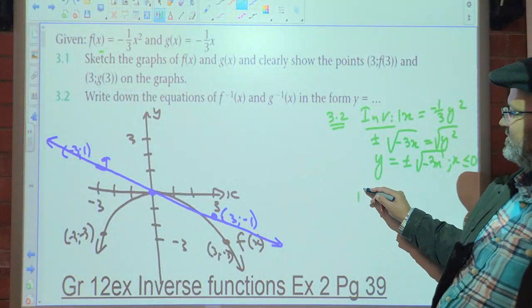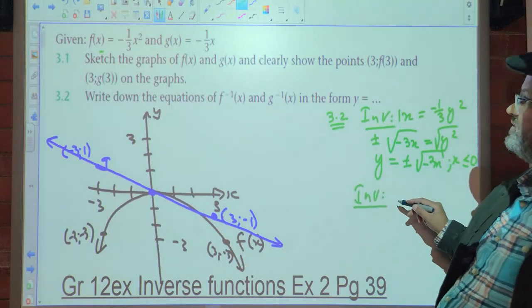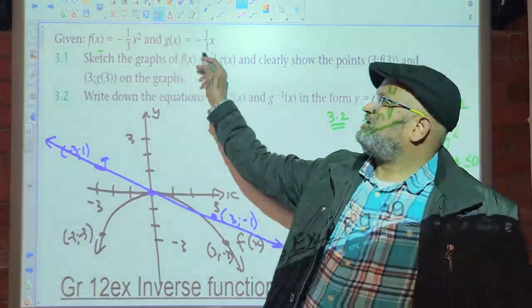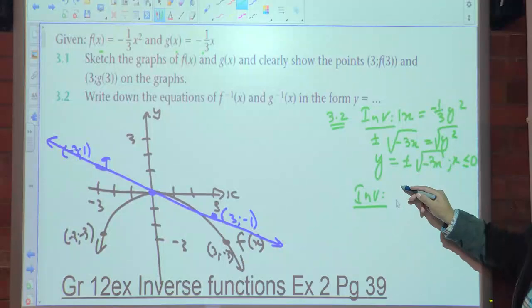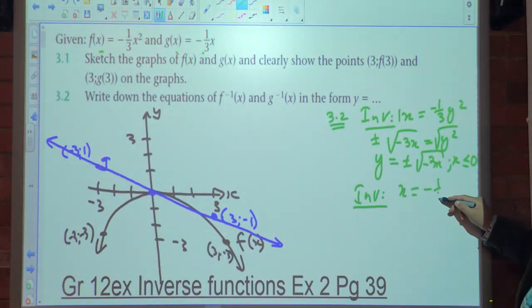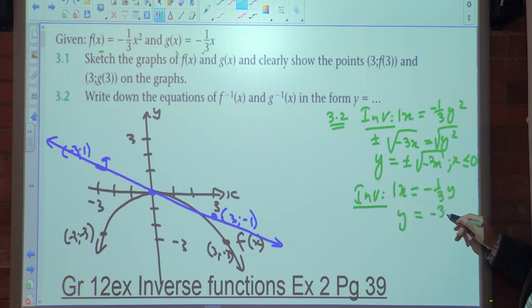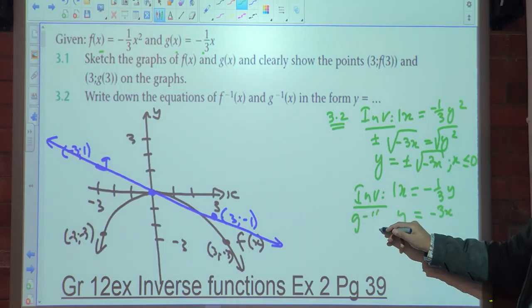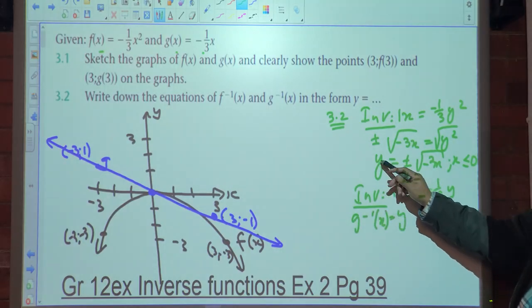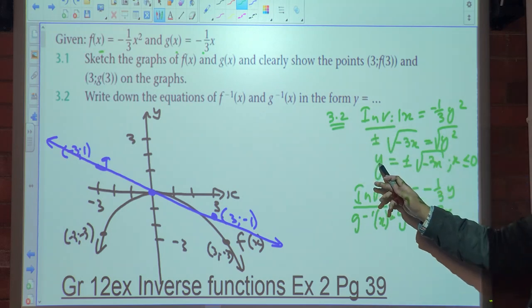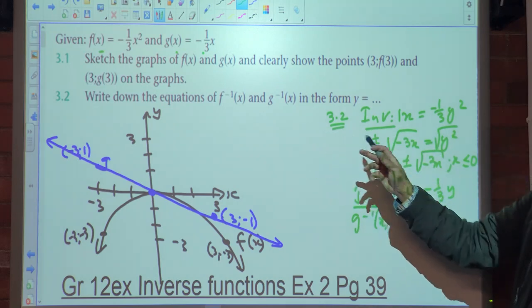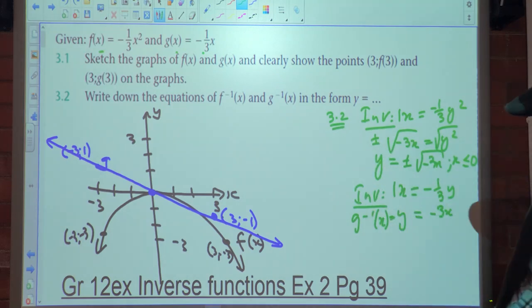Okay, let's look at the inverse of g. Again we interchange x and y. So x is equal to negative a third y. Divide both sides by negative a third. So y is equal to negative 3x. And this is the inverse function of g. Again, note here that I don't put f to the minus 1 here, because that's not a function.